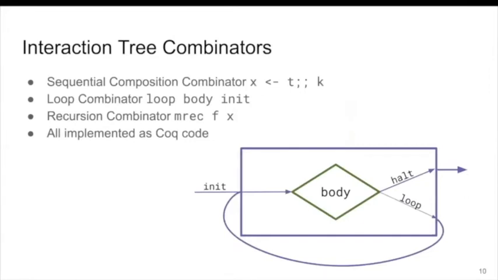We have other combinators. In addition to sequential composition, we also have a loop combinator, which takes in a body and an initial value. You see a diagram of that in the bottom right. First, the initial value is fed into the body, which then produces either a loop signal that has a continuation value it feeds back in, or a halt signal that contains a return value that the entire computation returns. We also have a mutual recursion combinator, MREC, which we're not really going to go into, and all of this is implemented as Coq code.